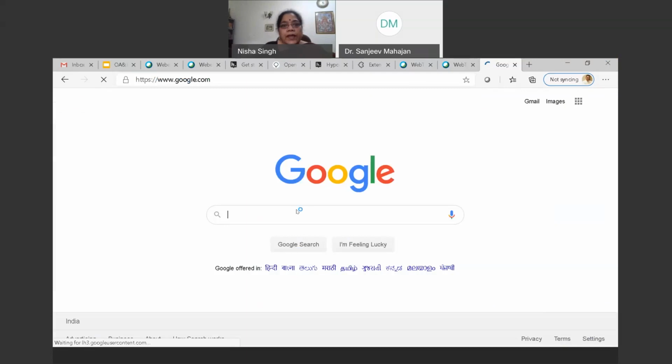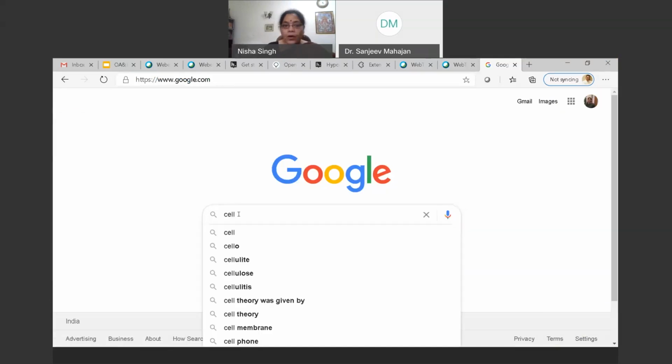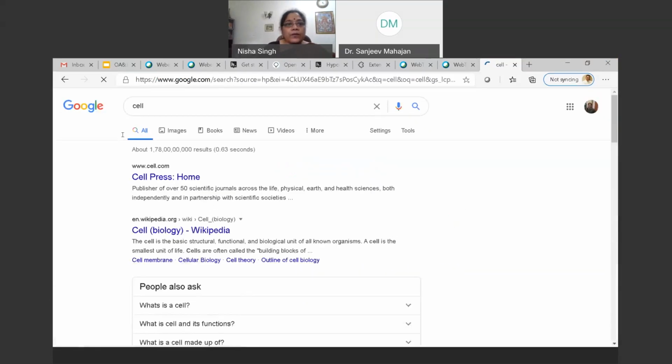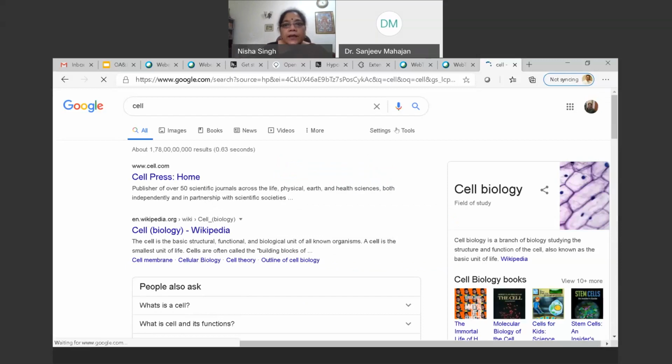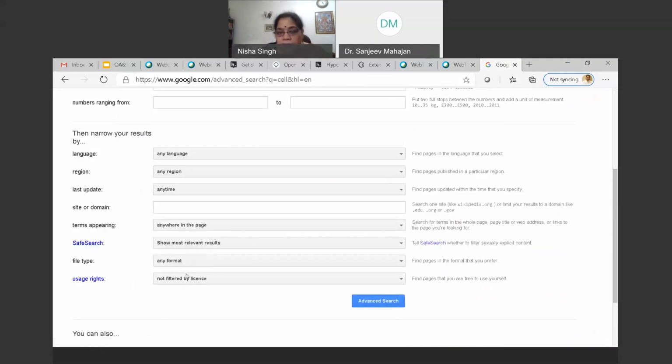Just go to Google, and if you want to search something, say for example, you want to search something on cell, okay, let's start with cell only. Then there's something called settings here. Settings, then advanced search. If you go to advanced search, you will see that down the page there's something called usage rights, which is not filtered by license. That means now you have the copyrighted as well as the open resources.